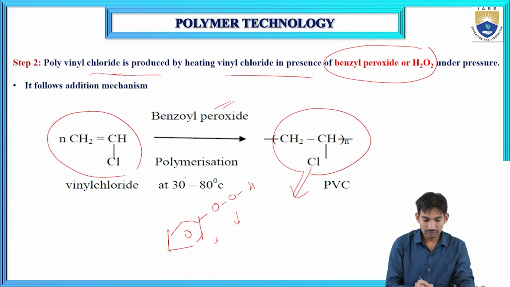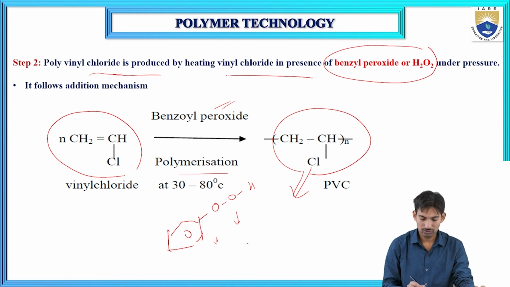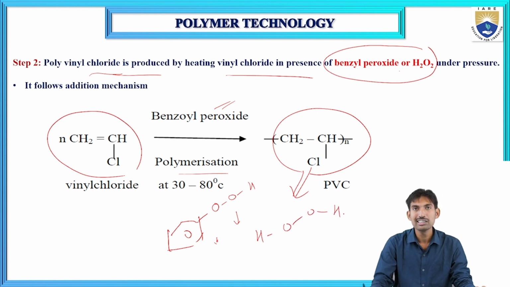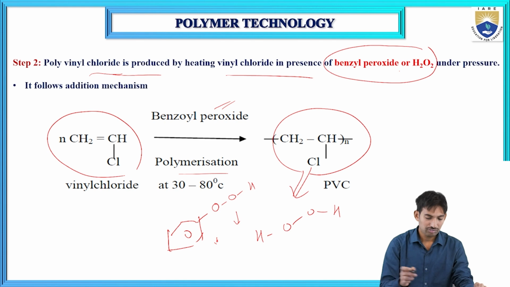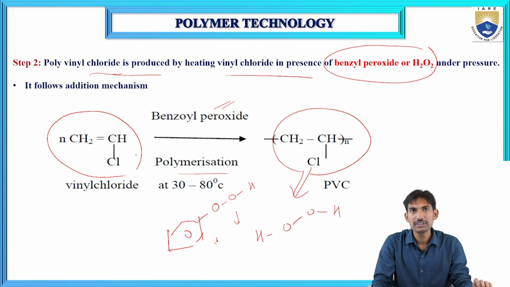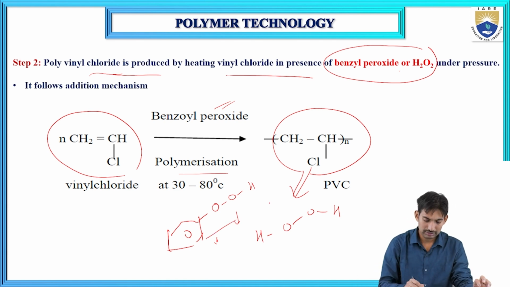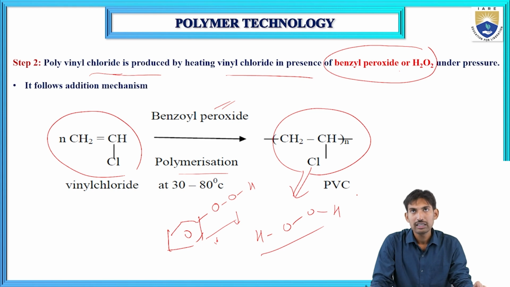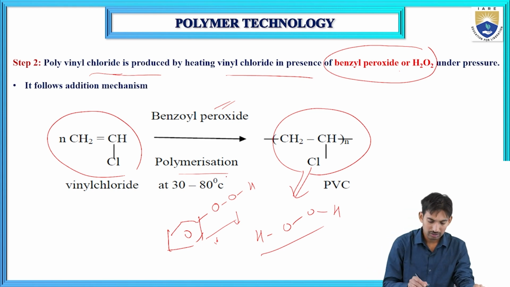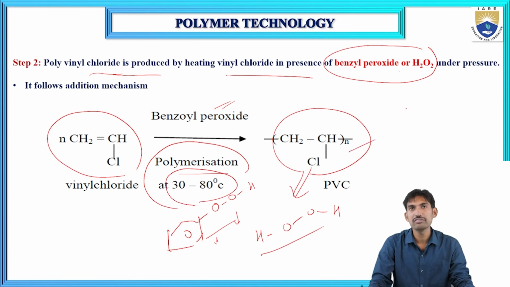And what is the formula for H2O2? H2O2, HOOH. This is the structure of H2O2. The vinyl chloride in presence of benzoyl peroxide or hydrogen peroxide will undergo polymerization at 30 to 80 degrees centigrade. It forms polyvinyl chloride.